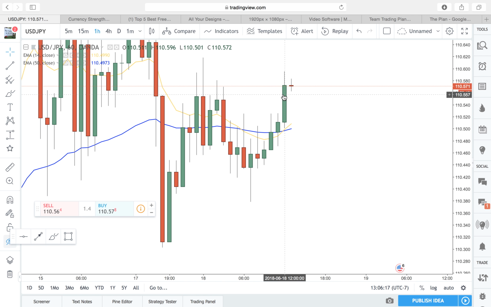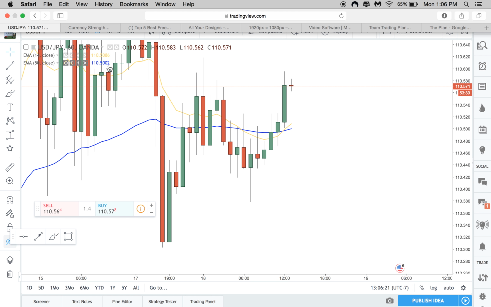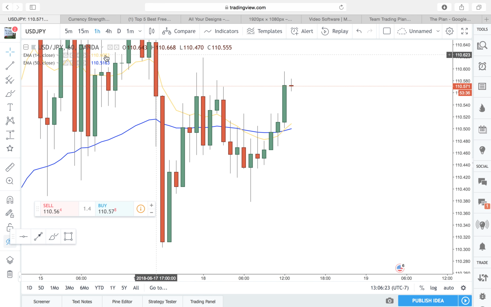It blew through. But when I'm doing early morning, midday, or early afternoon setups, the whole idea is the fact that I waited.